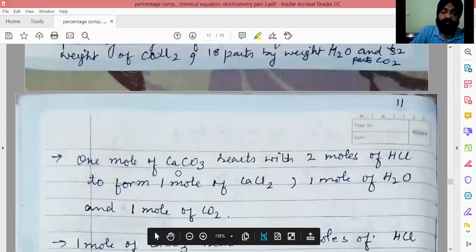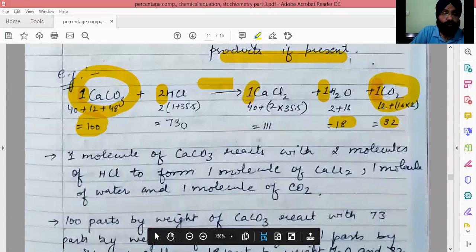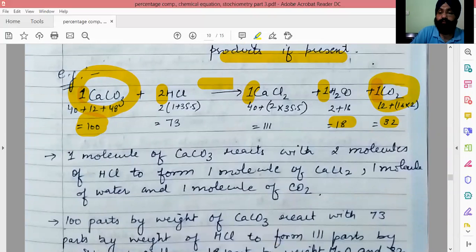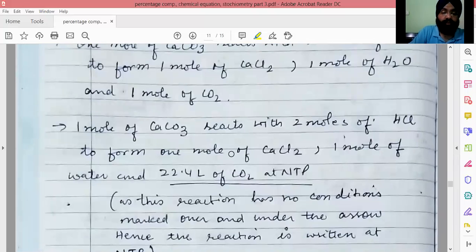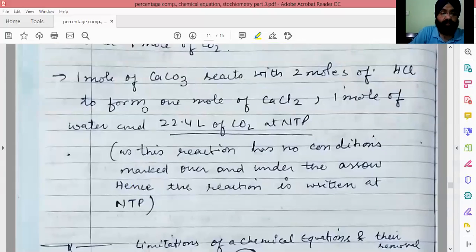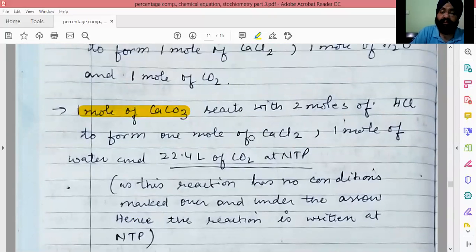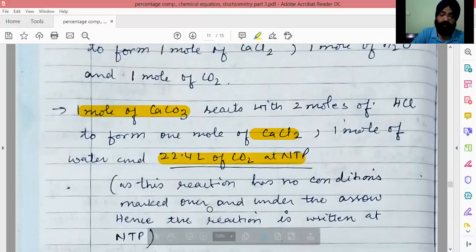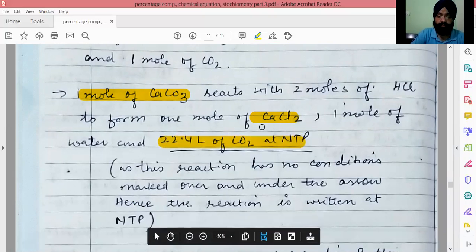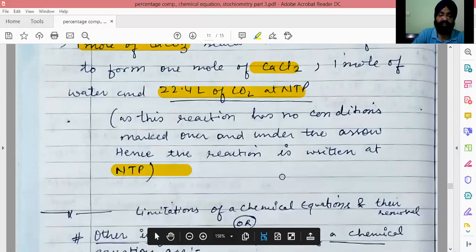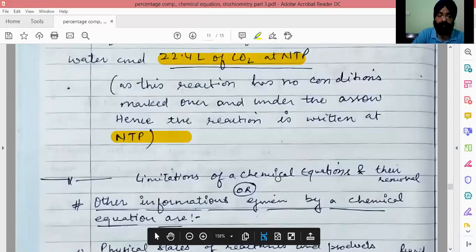Now next is 1 mole of calcium carbonate reacting with 2 moles of HCl, giving 1 mole of calcium chloride, 1 mole of water, and 1 mole of CO2. Right. This is again 1 molecule of calcium carbonate reacts with 2 moles of HCl, giving 1 mole of calcium chloride, 1 mole of water, and this much liter of CO2. So no reaction condition on the arrow, so we assume the reaction is carried out at NTP.